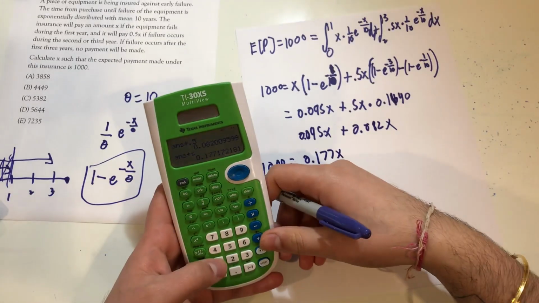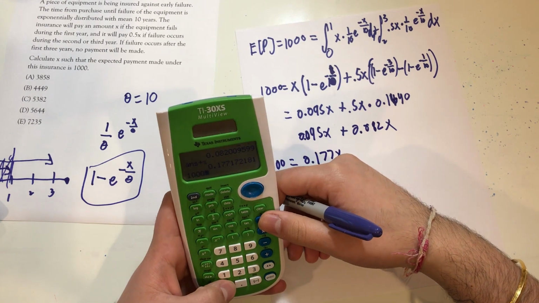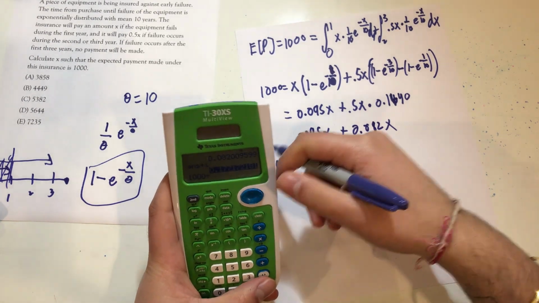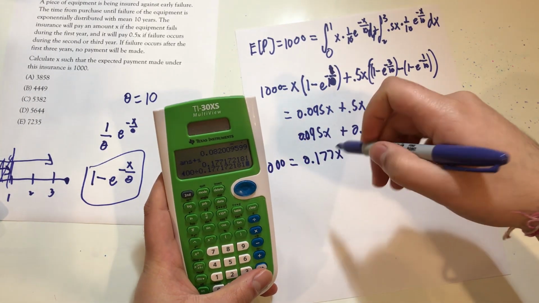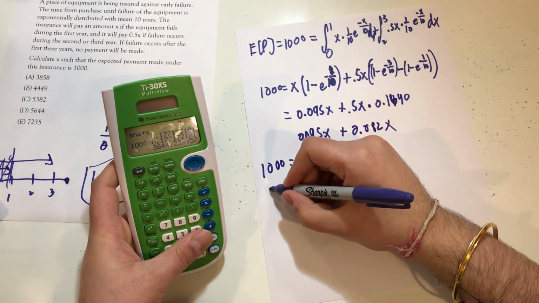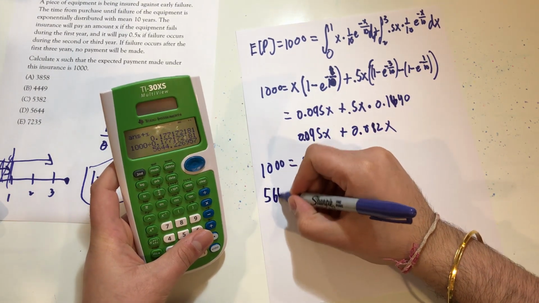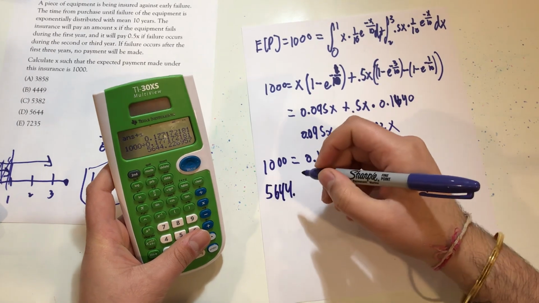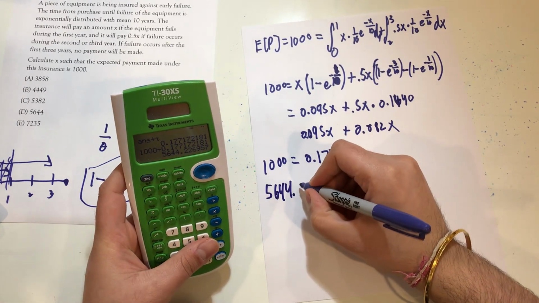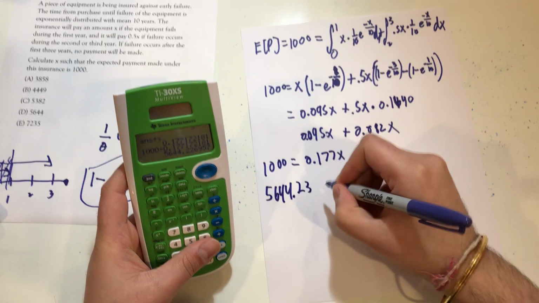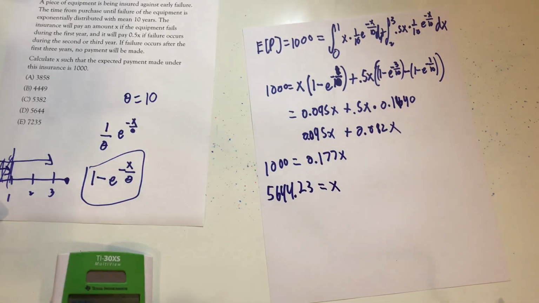I just divide 1,000 divided by 0.177 will get me 5,644, and then it's price. So I'm going to round that to 23 is equal to x.